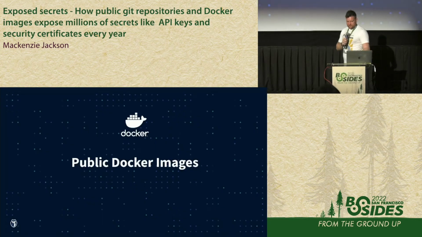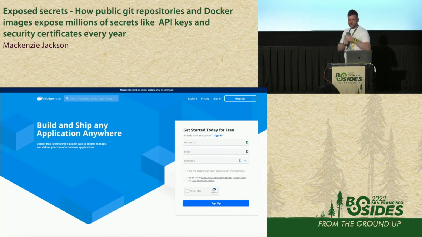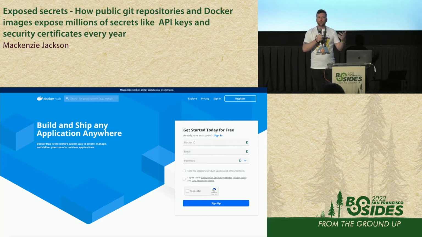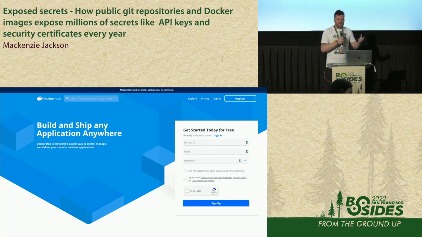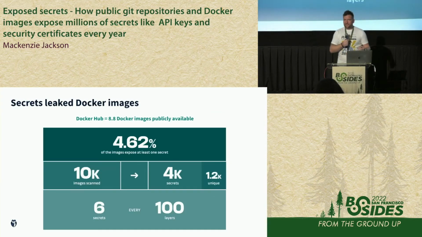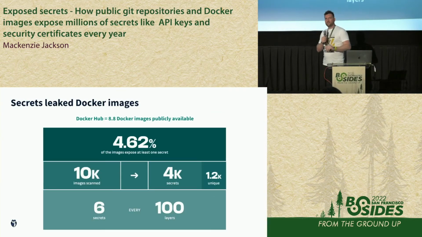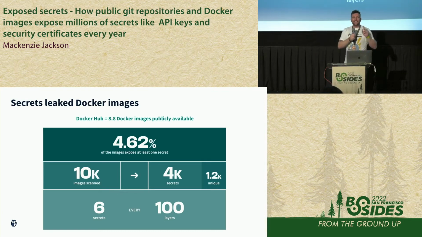So Docker images. This is Docker Hub. It's the largest place to store your Docker images, which is basically just a way to run an application. We scanned 10,000 Docker images. We found that around 5% of them, 4.6 if you're being pedantic, had at least one secret inside them. This is huge.